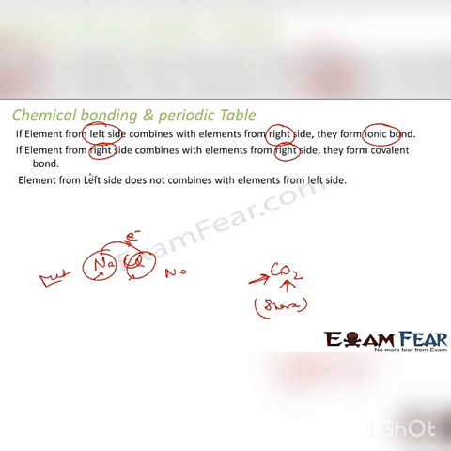And generally, the elements on the left don't combine with the elements on the left. Left and left, they don't combine. So this is the kind of observation we got from the periodic table. Left combines with right to form an ionic bond, right with right to form a covalent bond, and left doesn't combine with left.